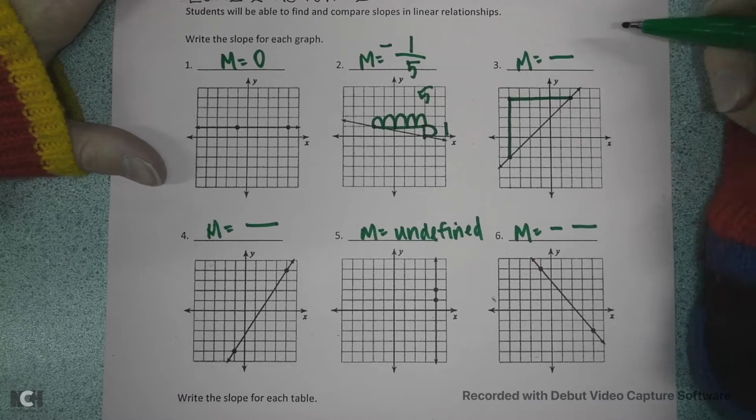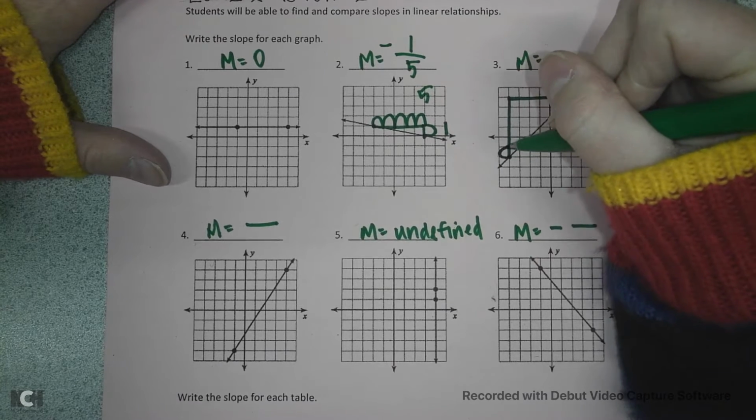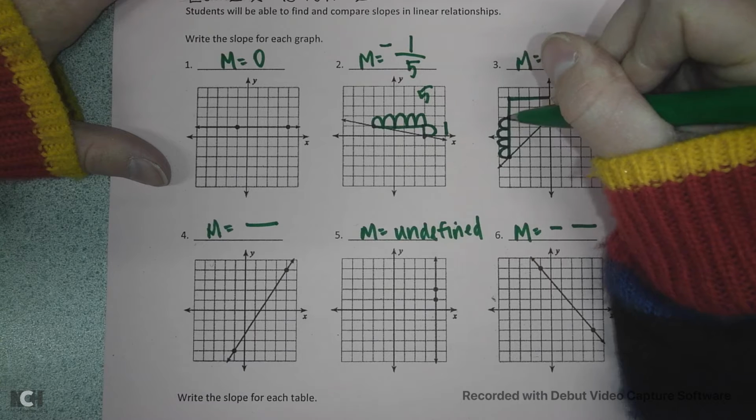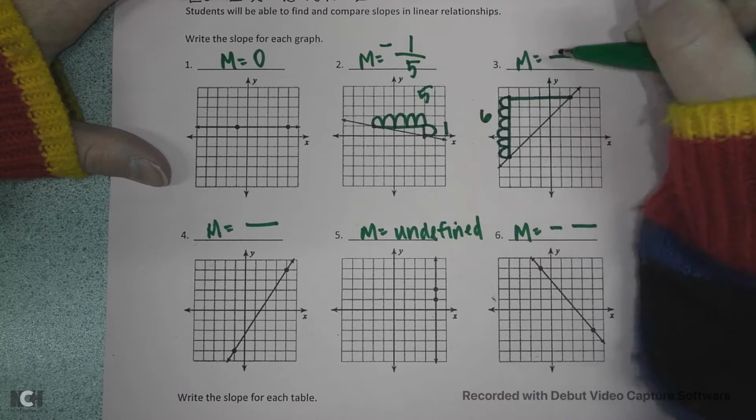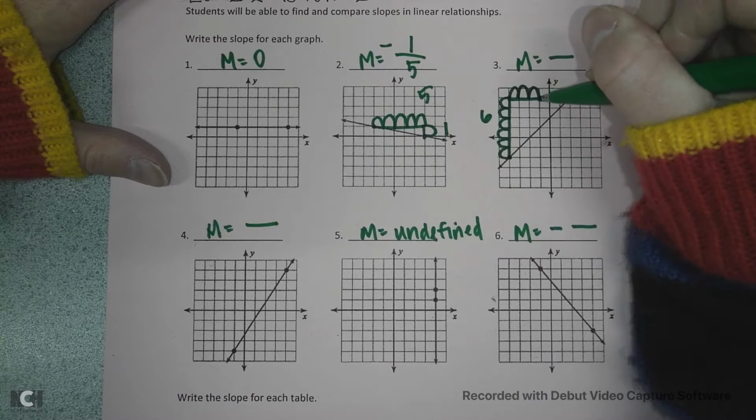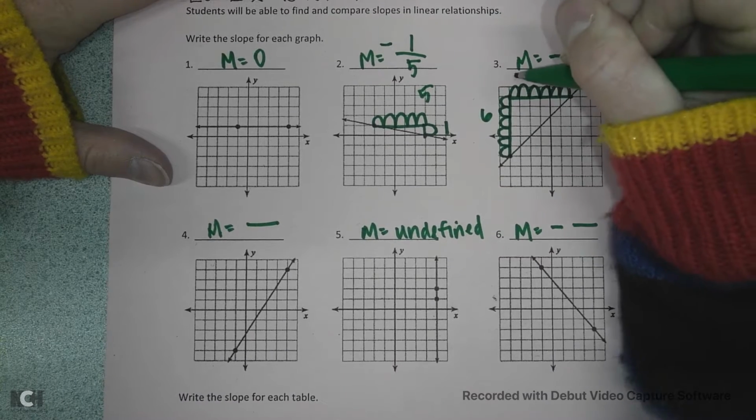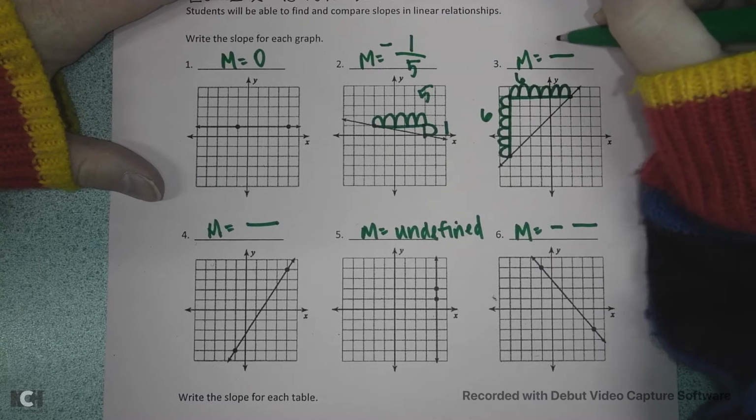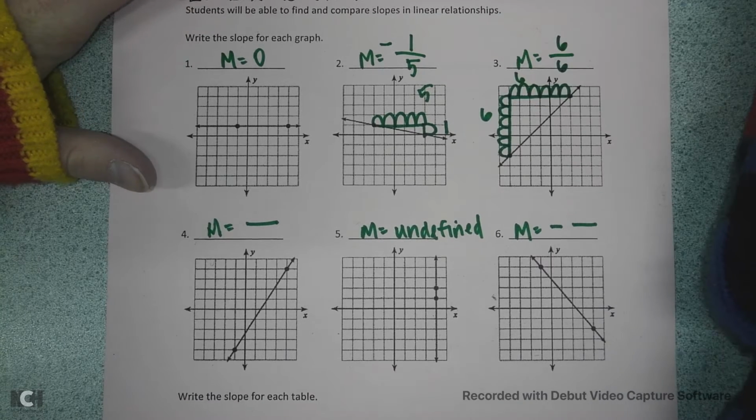Okay, then here we're going to connect our dots going on our streets from one house to the next house, and we're going to count our rise. 1, 2, 3, 4, 5, 6, and a run of 1, 2, 3, 4, 5, 6. So my slope has a rise of 6 and a run of 6.